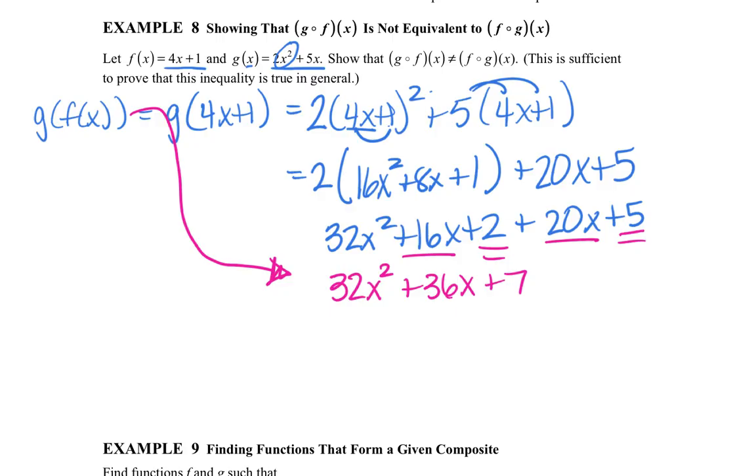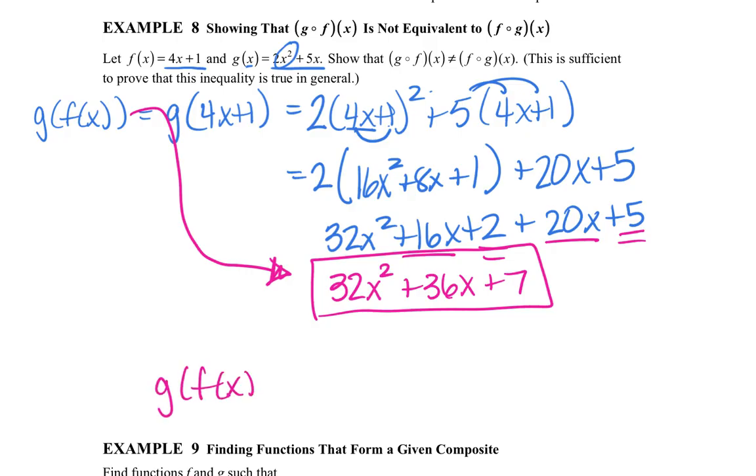So again, I'm going to do it on a separate sheet where it's not scrunched. G of f is 32x squared. G of f of x is not equal to f of g of x.